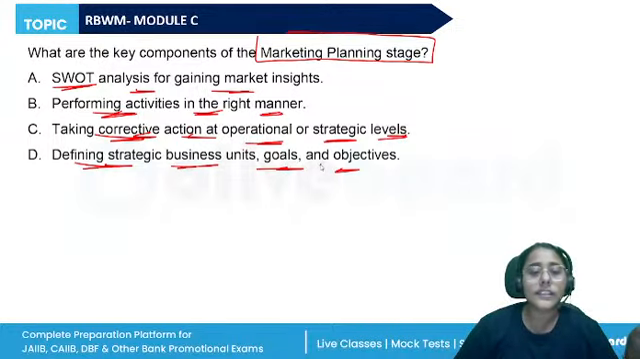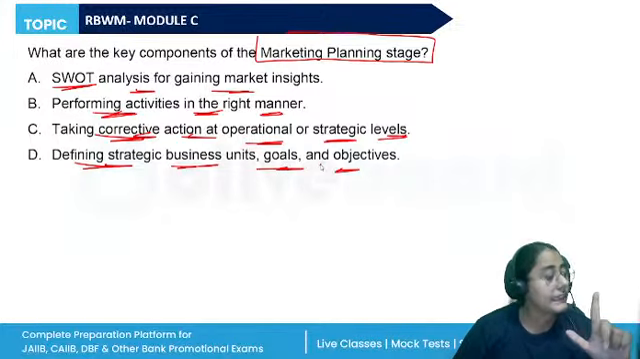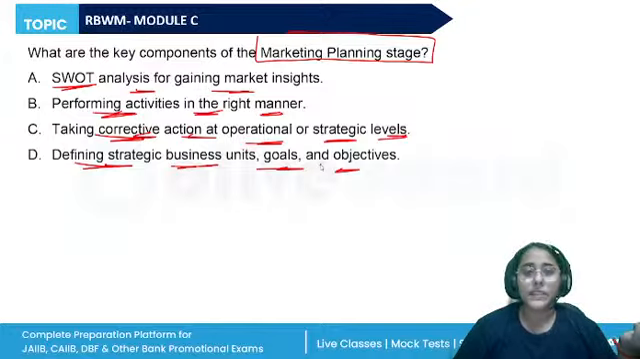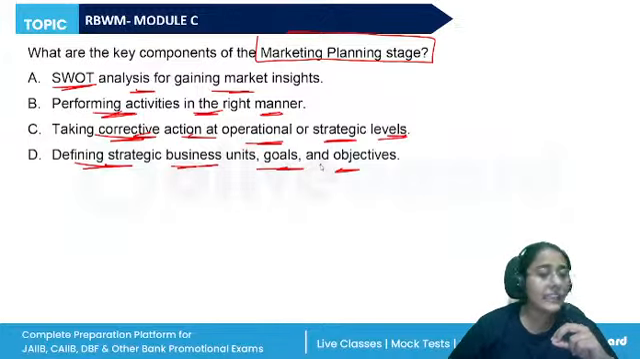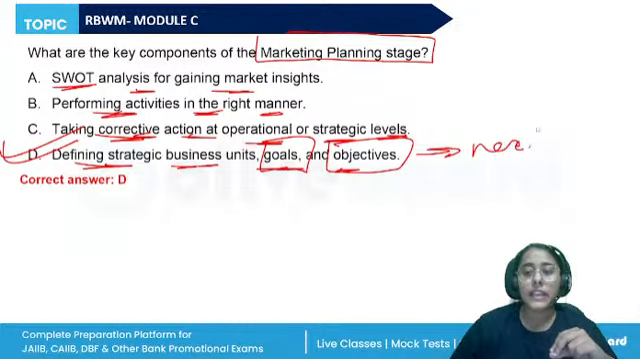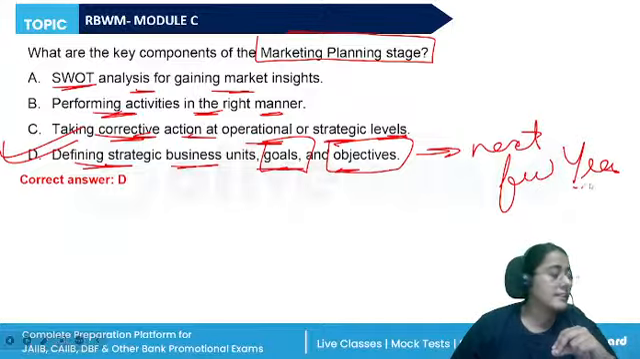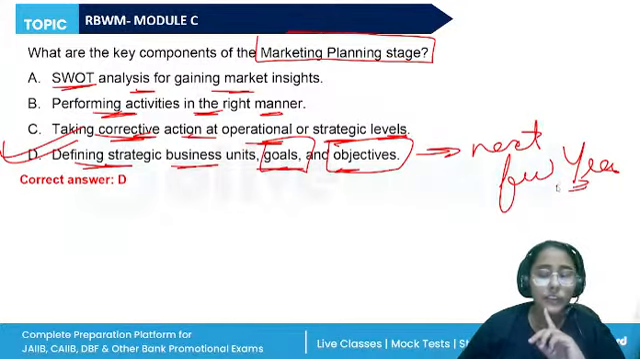Just now we discussed the second stage, the marketing planning stage. So what do we do here? After conducting the analysis of the market and the environment, then we chalk out our plan. We prepare a draft offering. So, in this particular stage, we define the strategic business units, goal of the organization, and the objectives for the next few years. What will be our course of action for the next few years? So, the correct answer is D.